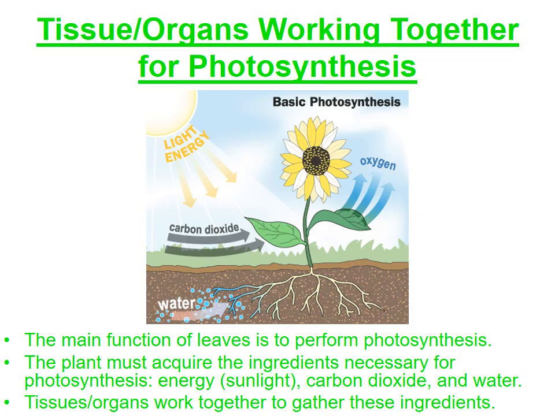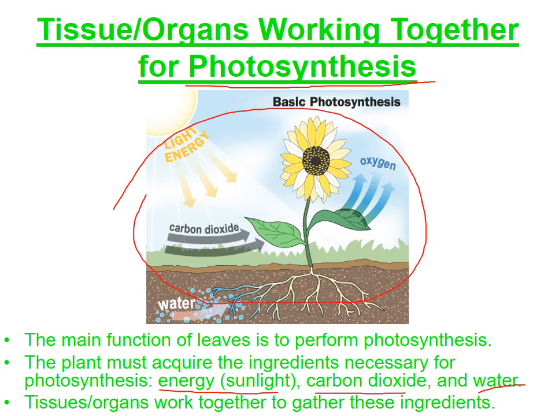So remember that the main function of plants, at least in terms of why we like them, is because they do photosynthesis. And they make sugar and oxygen for us. So to do this photosynthesis, they need energy from the sun, they need some carbon dioxide, and they need some water. And so the idea is that the tissues and organs will work together to acquire all of these ingredients so that the plants can do photosynthesis for us.